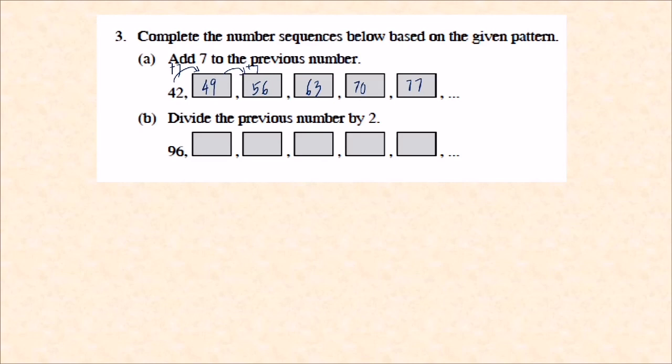Okay, B. Divide the previous number by 2. Also very simple. You just do the division. 96 divided by 2 equals 48. 48 divided by 2 is 24. 24 divided by 2 is 12. 12 divided by 2 is 6. 6 divided by 2 is 3.